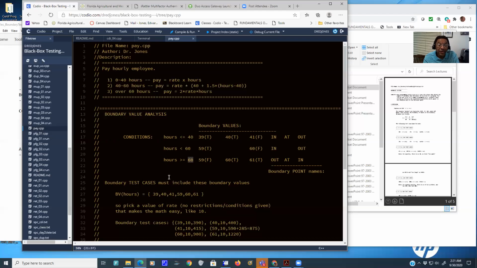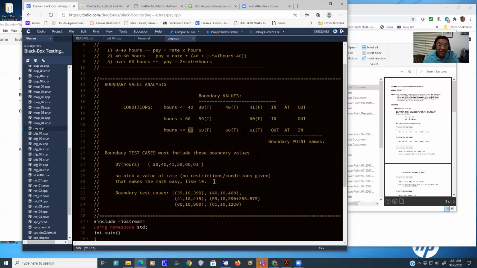So how do I test using these? Well, a test case is a pair of hours followed by rate, and that's the input. And the third component of the test case is the expected value, which you have to figure out based upon the problem. So the boundary test cases would be 39 paired with a rate value. If there are no restrictions on the rate, choose a value that makes it easy. So in this case, 10. 10 times 39 is 390. I can do the math in my head.